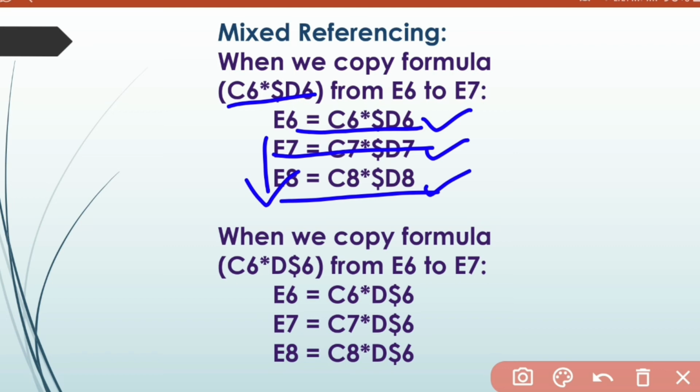But when we copy the formula C6 * D$6, that means D, the column, is relative and 6, the row, is absolute. When we copy the formula from E6 to E7, the row number does not change. This row number remains stationary, that is 6, because a $ sign is placed before it. So it makes it absolute. So it is a mixed referencing in which the row number is stationary and the column name may change.